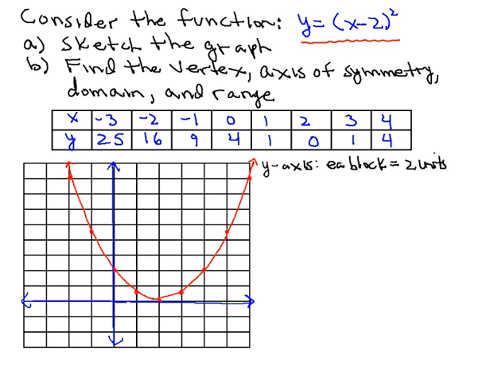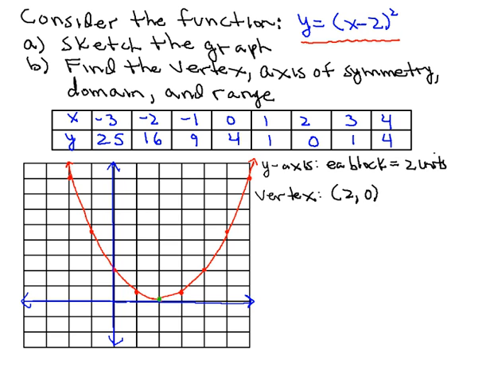Now you can see that the vertex for this graph is located at the point (2, 0). Now remember that the vertex for the graph of y equals x squared was located at (0, 0). So it looks as though that graph has been shifted to the right 2 units. So let's state officially now then that the vertex for this graph has the coordinates (2, 0).